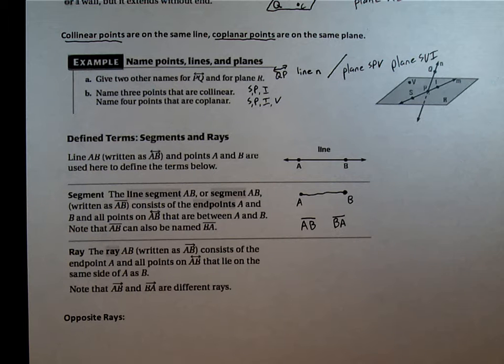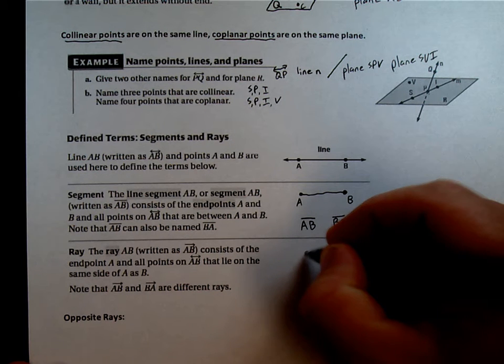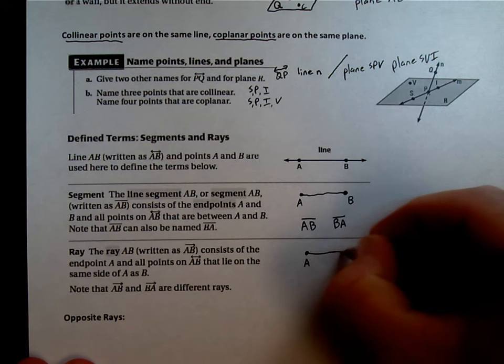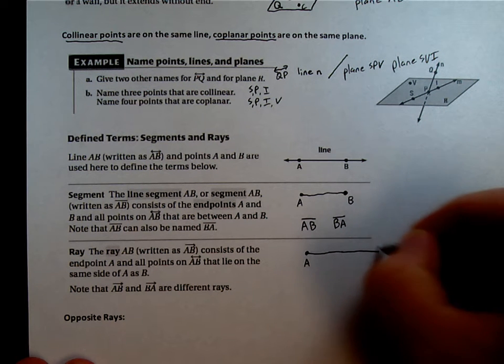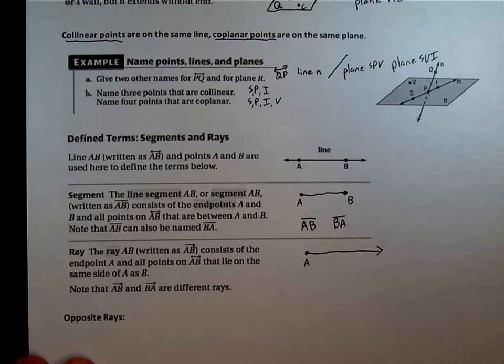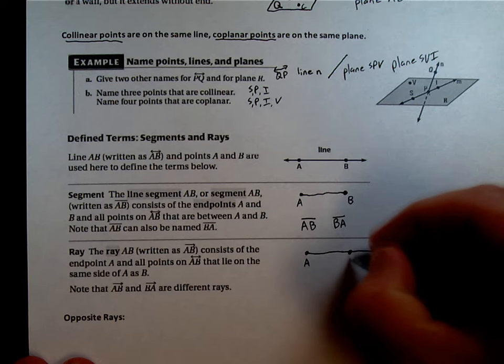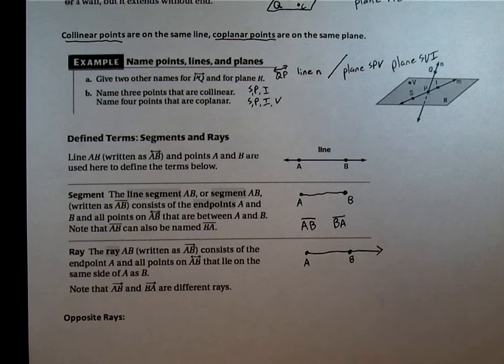And then ray. A ray is kind of a combination of a segment and a line. So at one side, you're going to have an endpoint, A. The other side, it goes on forever. So that's a ray. Now, they're talking about a B, so I'm going to put a B on there somewhere. But it doesn't stop at B. It keeps on traveling forever.